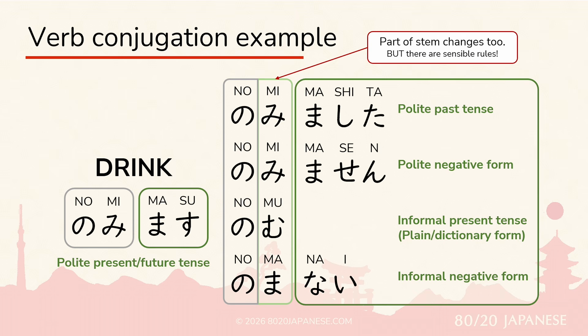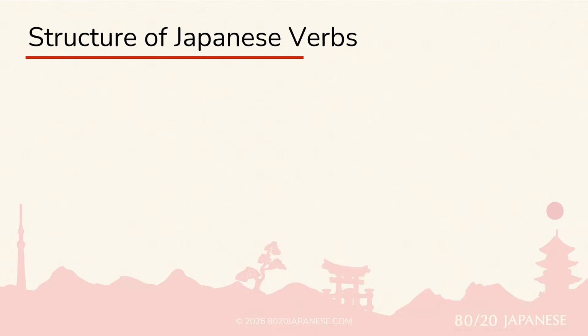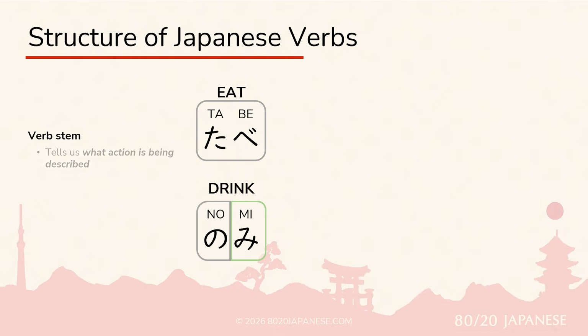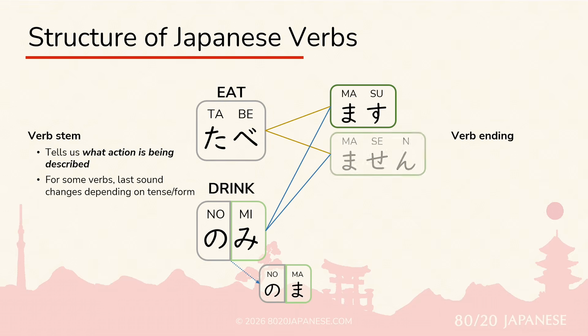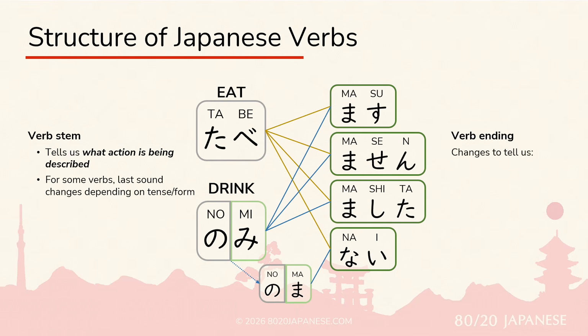If you marry those two together, it makes the verb forms in Japanese really quite predictable. So the rules are quite simple and straightforward. We have a verb stem, and that tells us what the action is that has been described. So if it's eat, it's always tabe, and if it's drink, it's nomi or something like nomi. As I said, for some verbs that last sound changes, but it changes in a fairly predictable way. Then we have the verb ending, and this tells us the tense or form that the verb is in, including whether it's positive or negative, as well as whether or not it's polite or informal.